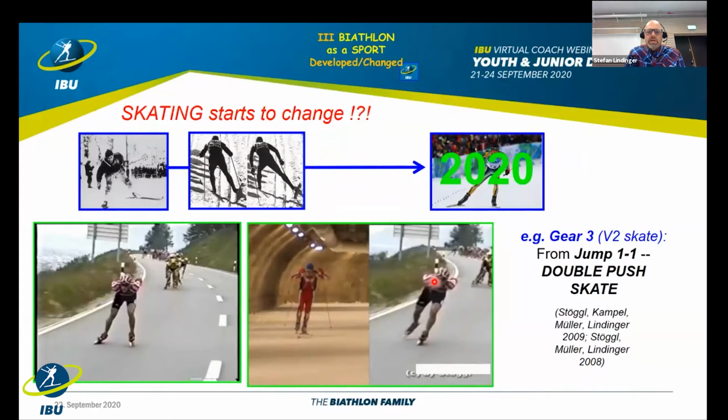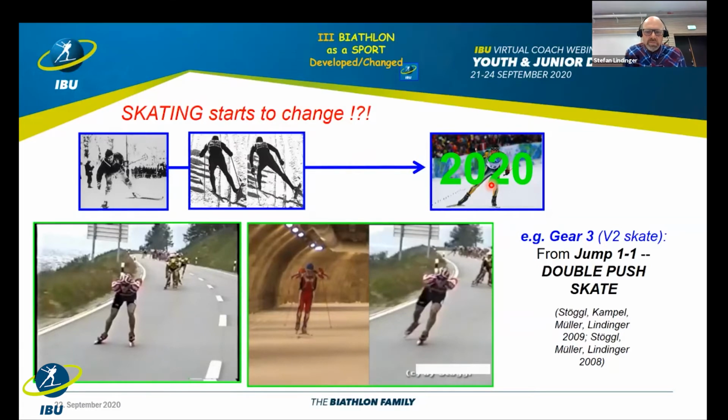So what is changing? We see here very old pictures from 1936, Gøttumsbråten in the arrival. So he's also skating here, as we can see. This is Bill Koch, and now 2020. So of course, somehow skating develops due to material changes, and we have a bigger diversity of different skating techniques.